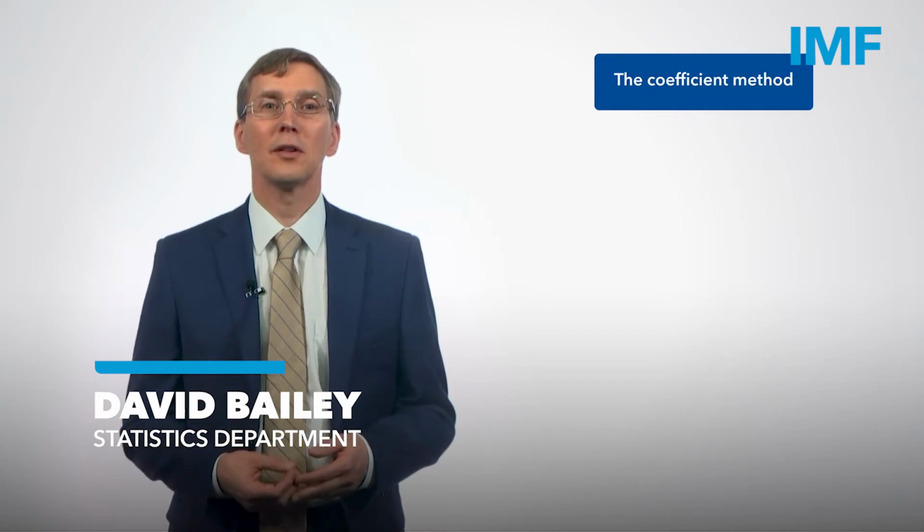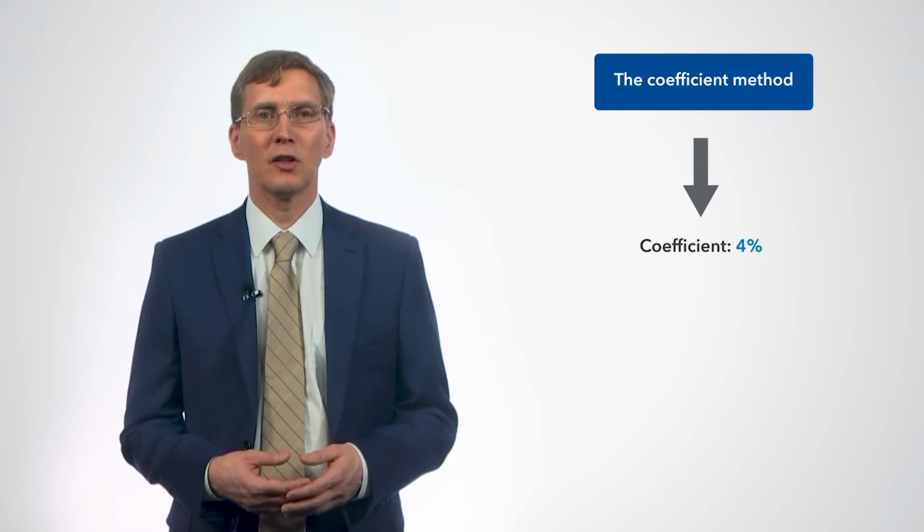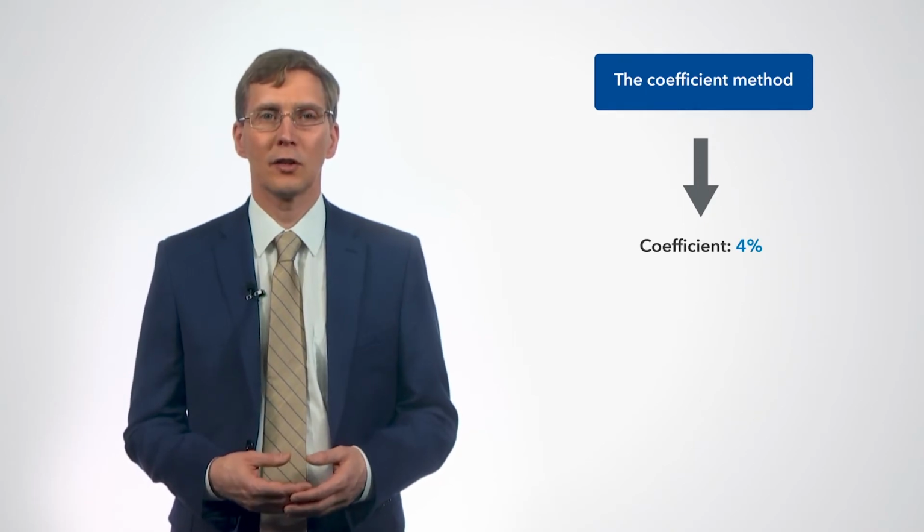Let's take a look at two different methods for accruing taxes and how they work. The first method, known as the coefficient method, requires an estimate of the amounts that are assessed or declared but which will probably not be collected. This is the coefficient. Let's assume this coefficient is on average 4% for personal income taxes.